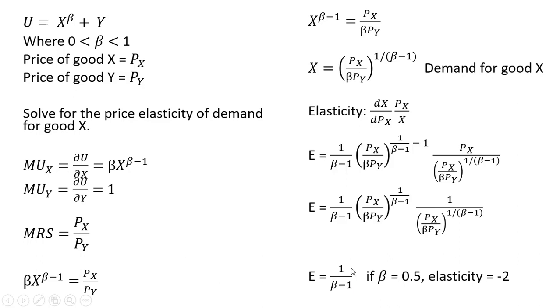The price elasticity of demand is going to be 1 divided by beta minus 1. So if beta equals 0.5, the elasticity of demand, price elasticity of demand, would be -2.